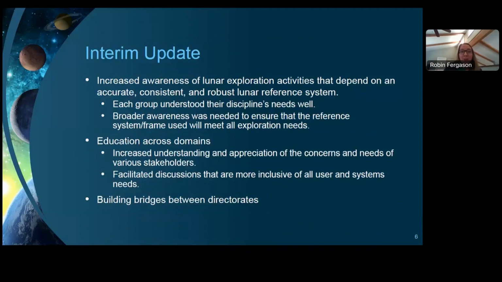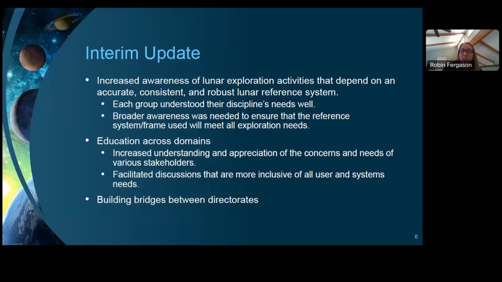So there is progress that I can share with you all today, and we've had positive outcomes so far. Through our discussions, there's been an increased awareness of lunar exploration activities that depend on accurate, consistent, and robust lunar reference systems. We all understood our own discipline needs really well, but a broader awareness across these different domains is needed to ensure that whatever reference system we recommend to be used will meet all of our exploration needs.